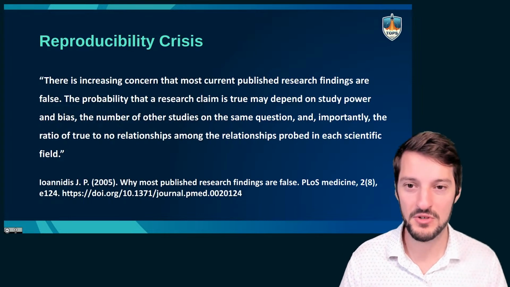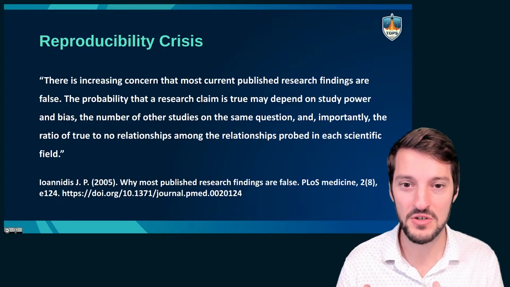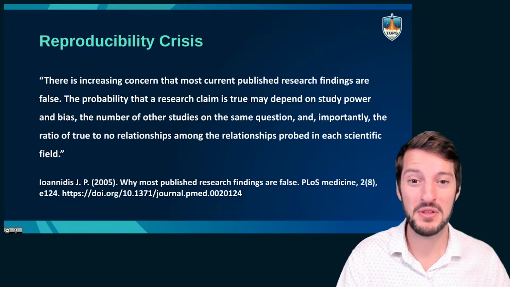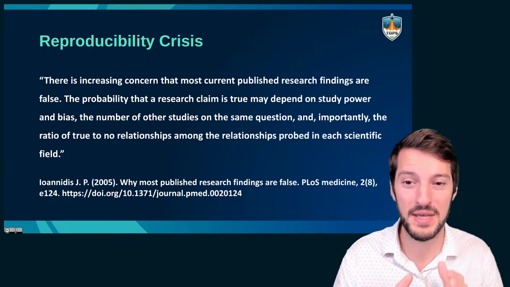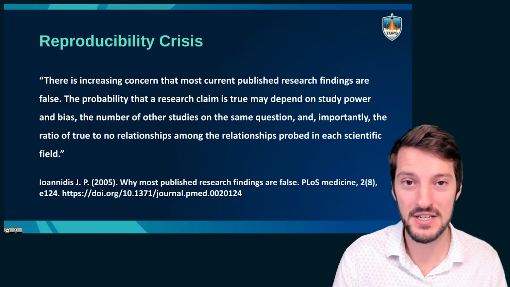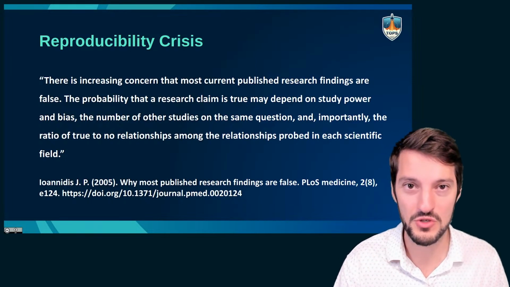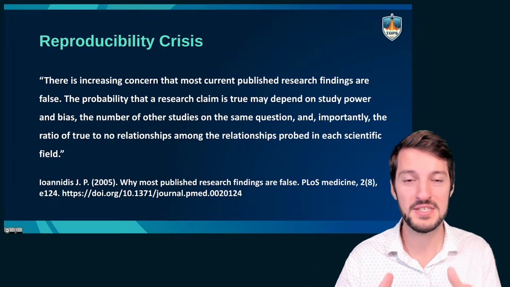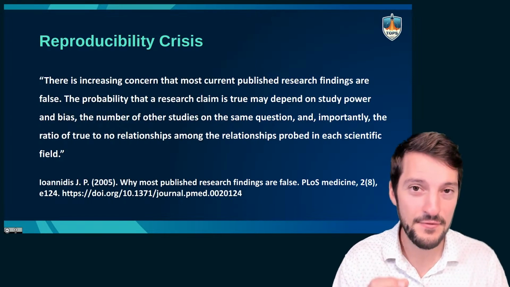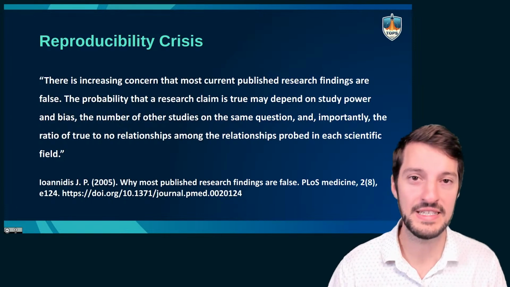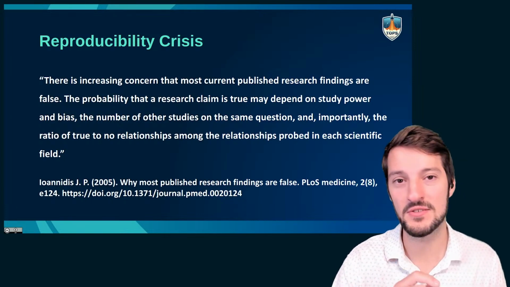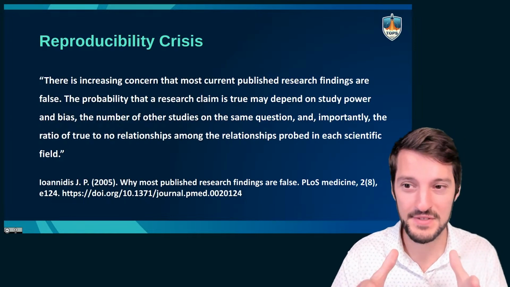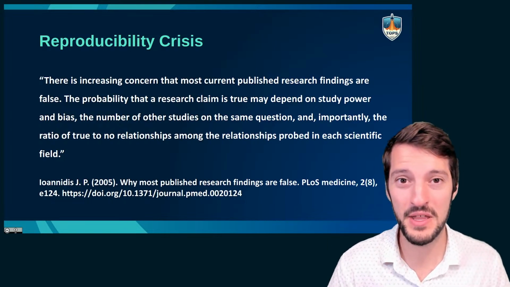The reproducibility crisis stems from this concern that most current published research findings are false. The probability that any given research claim is true might depend on study power and bias, the number of other studies on the same question, and importantly, the ratio of true to no relationships among the relationships probed in each scientific field. All this is going to say is, if you give me your code and data, am I able to get to the same results that you got in your publication? I think this should be the foundation; at the very least, we should be able to do this.